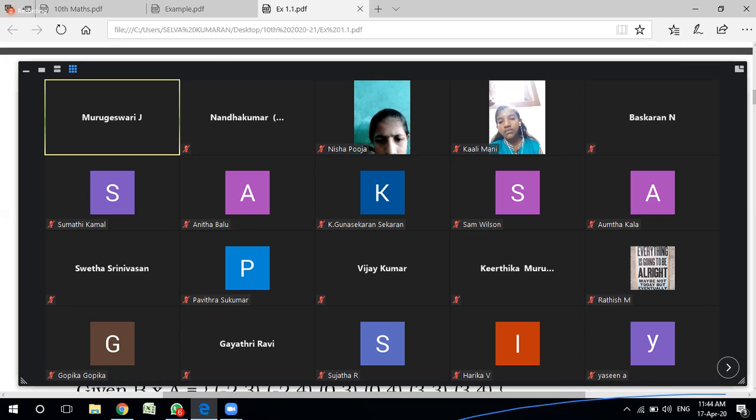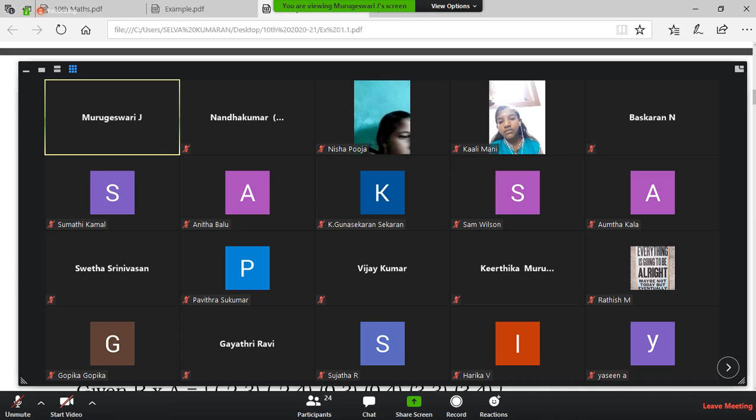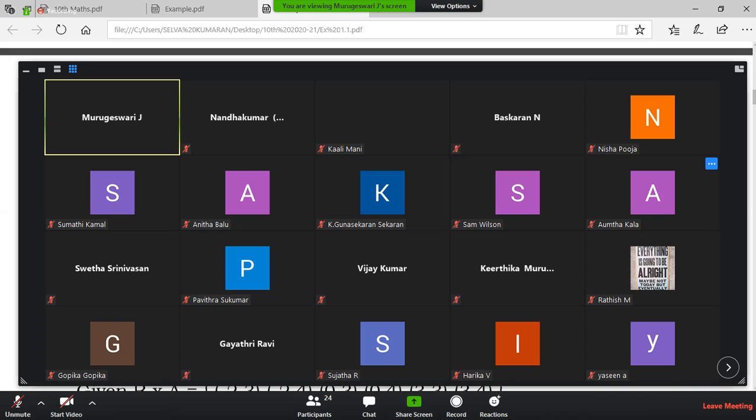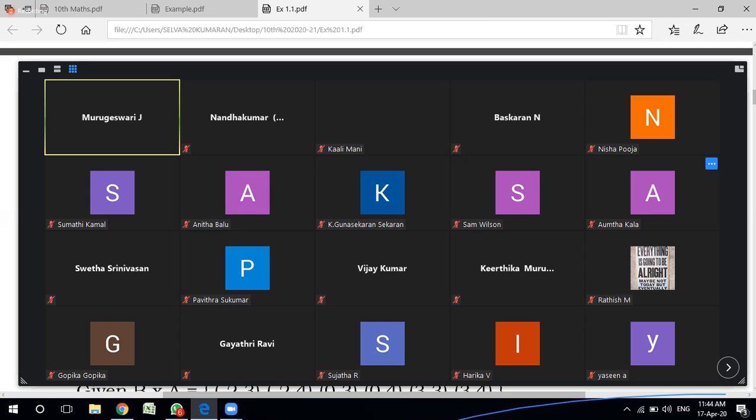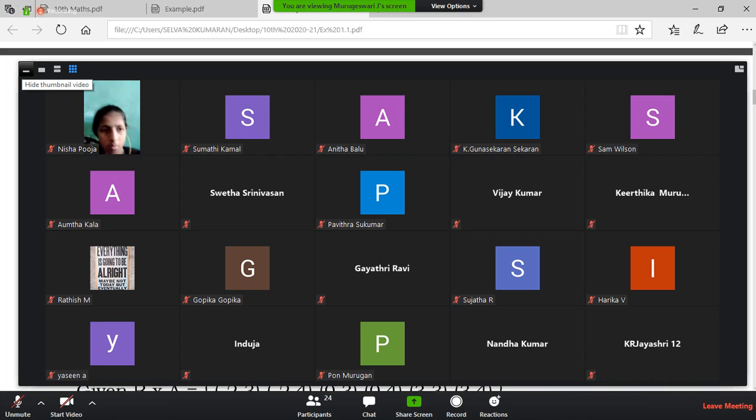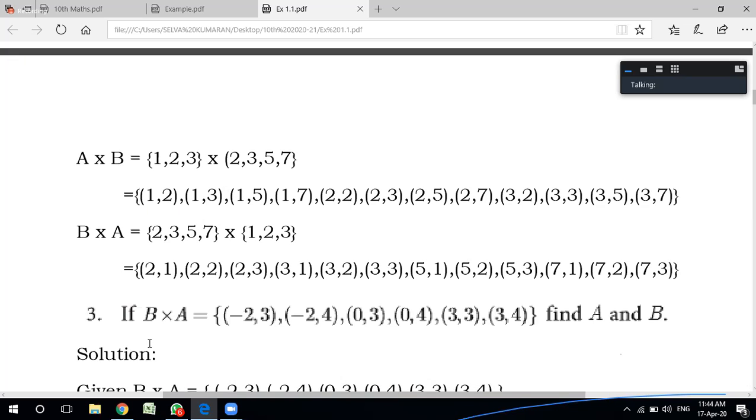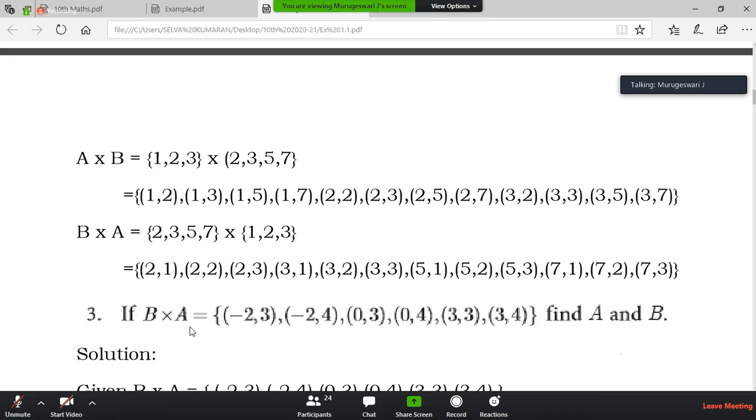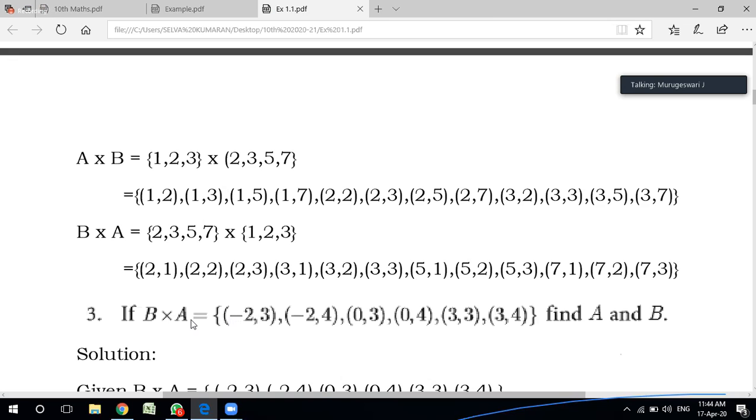Now, the third question. Before, in two sums, A and B were given and you found their product. Now, the product is given and you have to find A and B. B cross A is the set of all ordered pairs (-2, 3), (-2, 4) and so on. B comes first, so the first element in the ordered pair is in B, and the second set is A, so the second element is in A. Have you got it?